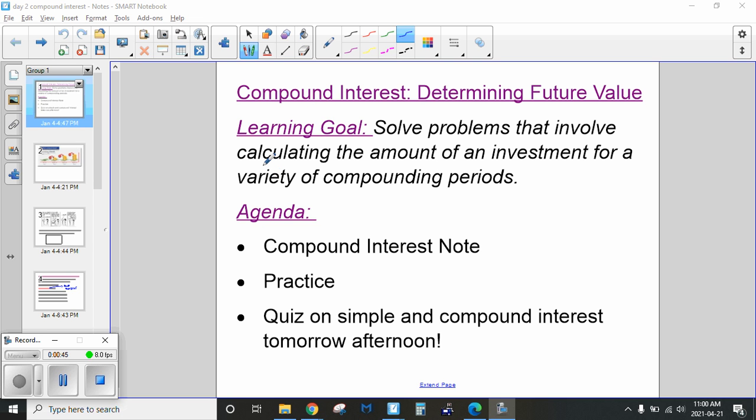So our goal is to solve problems that involve calculating the amount of an investment for a variety of compounding periods. That sounds wordy. The compounding periods, we haven't used that phrase before, so we'll define that. In this note, have a little bit of practice from the textbook, and then this afternoon we're going to be having a quiz / assignment. I'm not settled on what format it's going to take, but an evaluation in the afternoon.